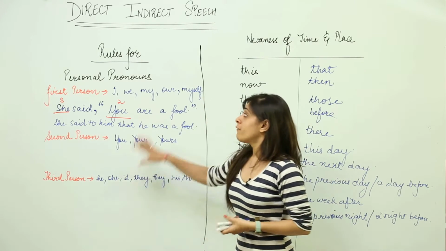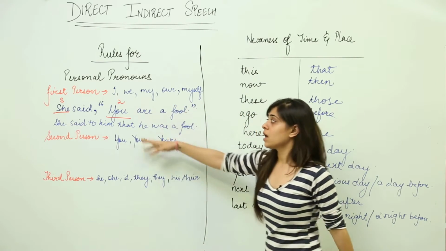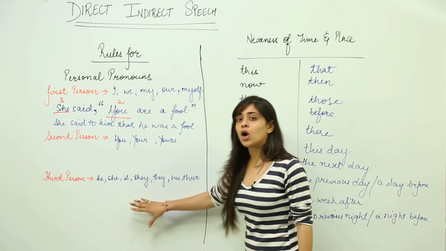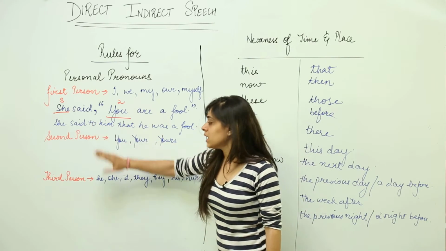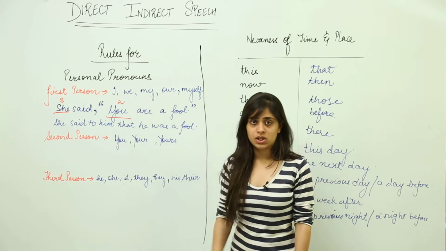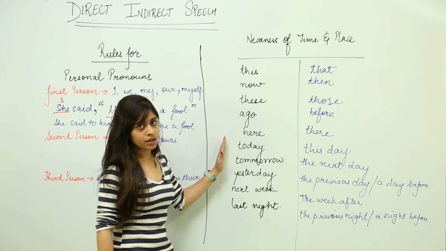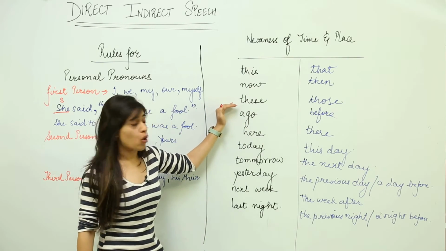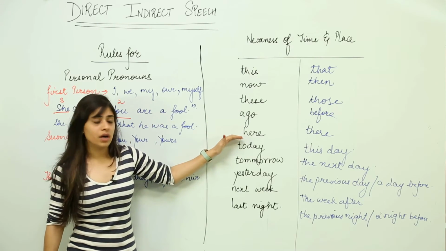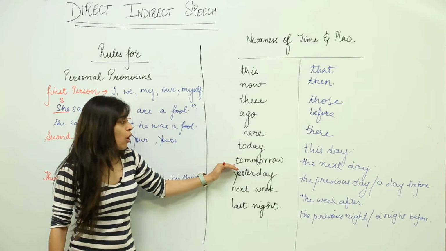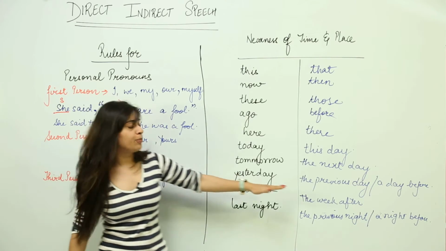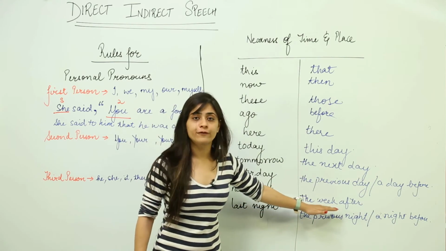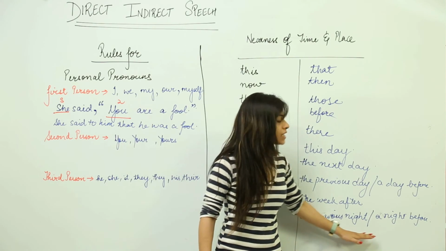Let's revise. In usage of personal pronouns, first person and second person get converted into the third person or according to the narrator verb, and third person generally remains unchanged. In usage of these words from direct to reported speech, this gets converted to that, now, then, these, those, ago, before, here, there, today, this day, tomorrow, the next day, yesterday, the previous day or a day before. Any of the two works for us. Next week, the week after, last night, the previous night or a night before.